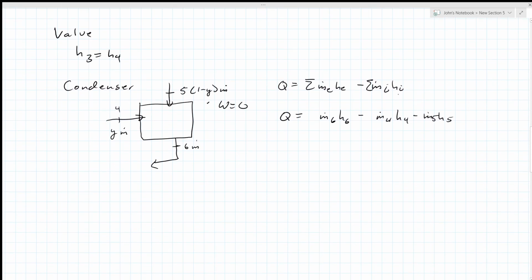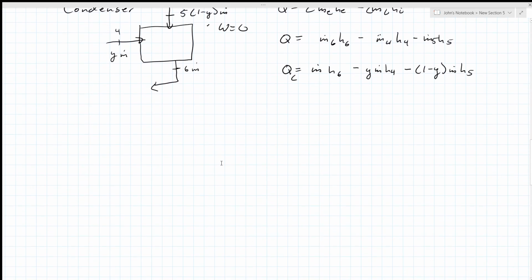Here, Q is equal to m dot 6, which is just m dot, times h6, minus m dot 4, which is y m dot, times h4, minus m5, which is (1 minus y) m dot, times h5. So this is the heat flow that is leaving, and this is the equation you would use to solve it using the mass control volume.